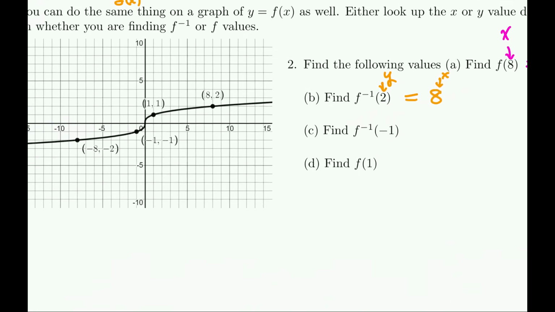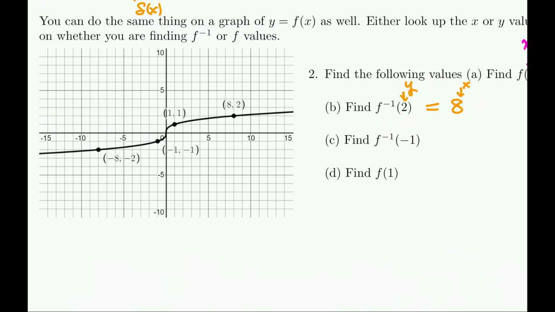Okay, so let's do the remaining problems here. For this next one, f inverse of -1, you know that the -1 is a y value because we're doing an inverse. Inverse means we're looking for the y value. So the y value is -1. So look here, where is the y value -1? And you'll find it here, right? -1, -1. So the y value is -1. And what is the x value? Also -1.